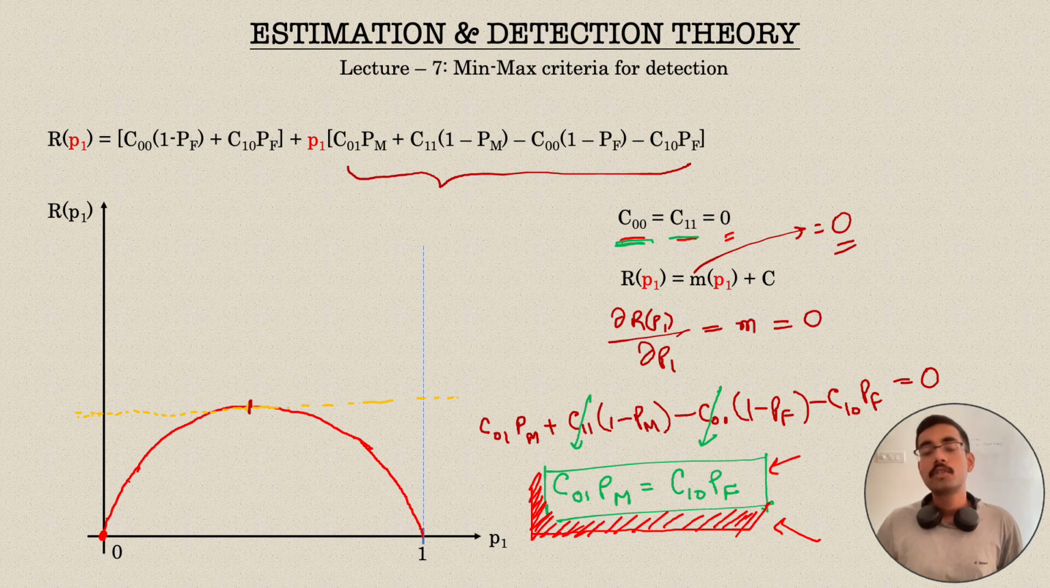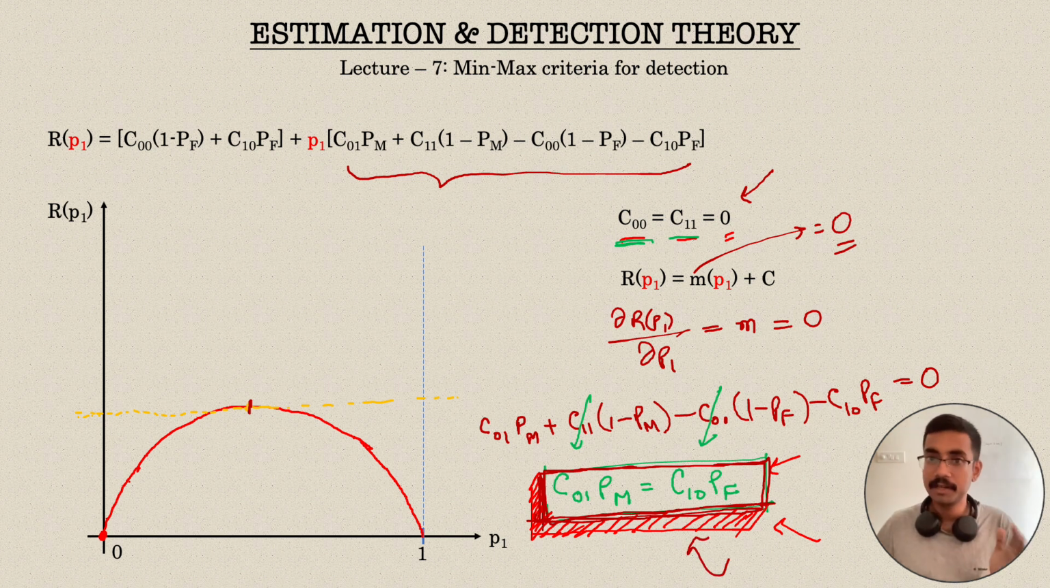Finally, to conclude this lecture, the entire min max criteria is summed up with this expression: C01 Pm is equal to C10 Pf. The costs are given, and please note that this criteria is derived only under the condition that C00 is equal to C11 is equal to 0. If this holds, then this expression has meaning. If it does not, for example if C00 and C11 have different values, you need to approach it by this entire expression.